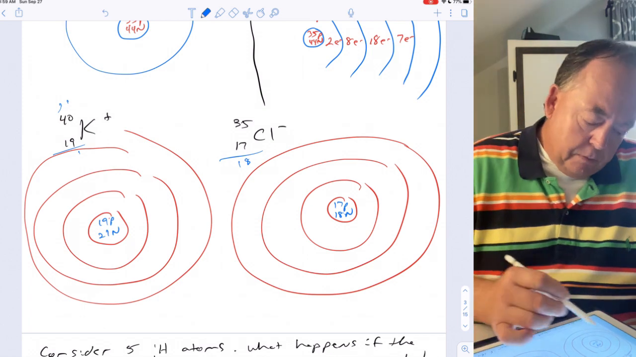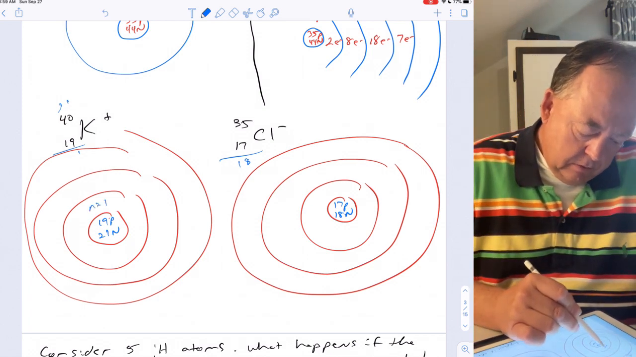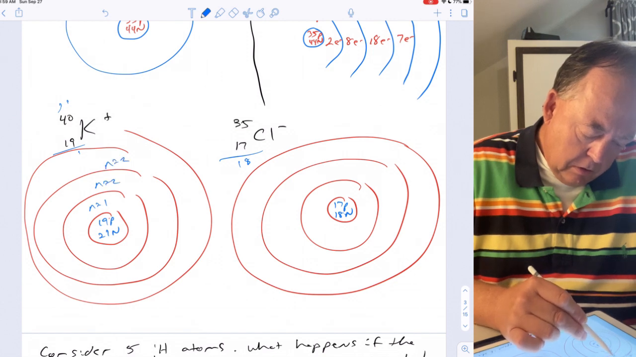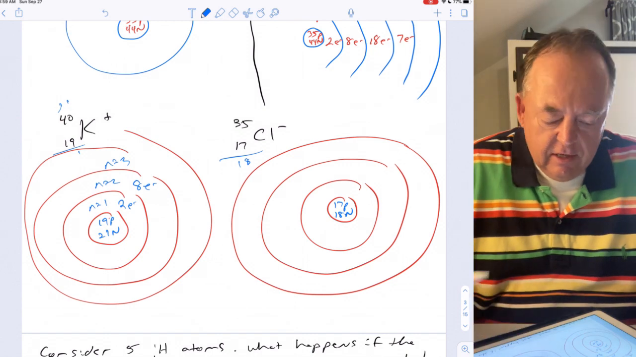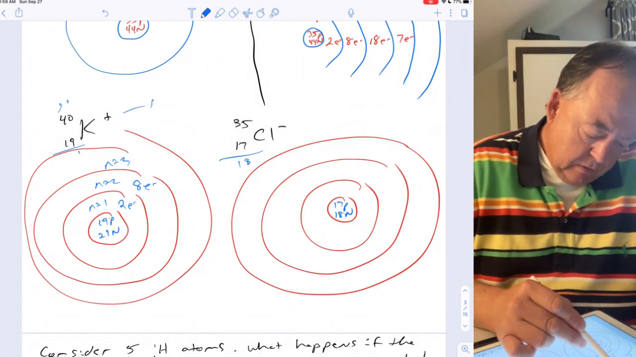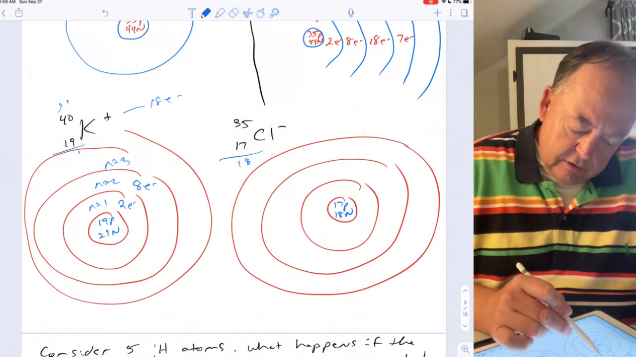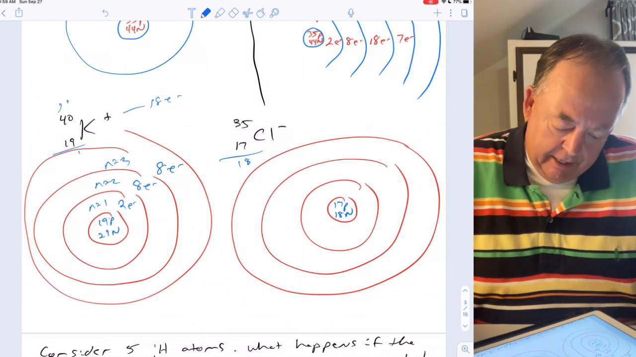And then potassium +1 would have 18 electrons, right? So then it's going to have 2 electrons here, 8 electrons here. That's 10, and we only need to get to 18. So then it's going to have 8 electrons in the third shell, right? And that would be 18 electrons.